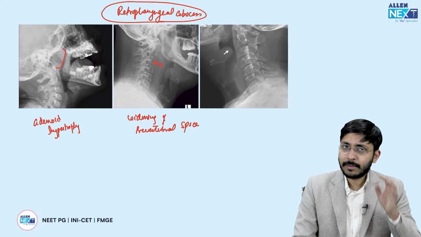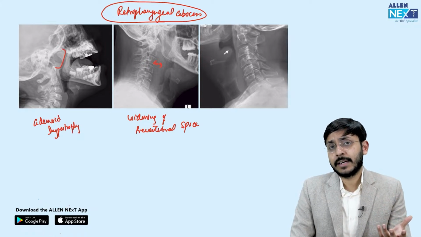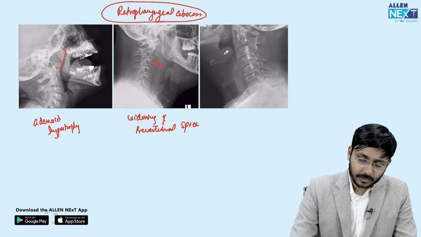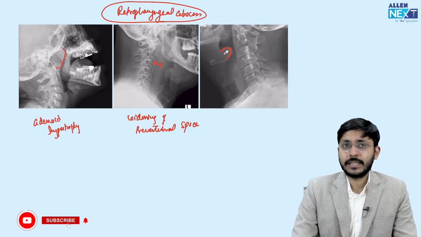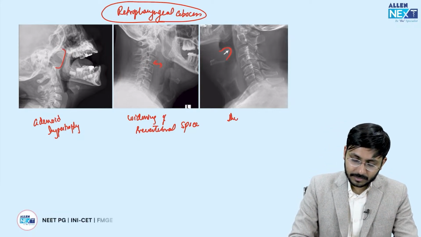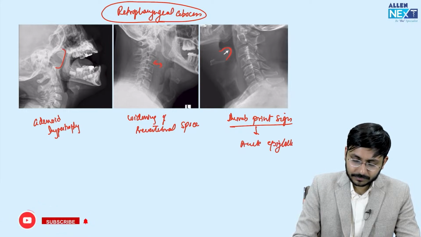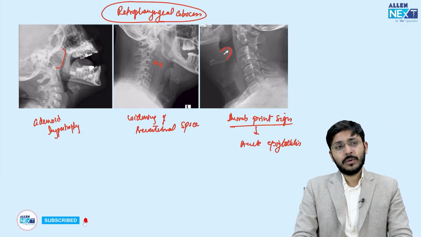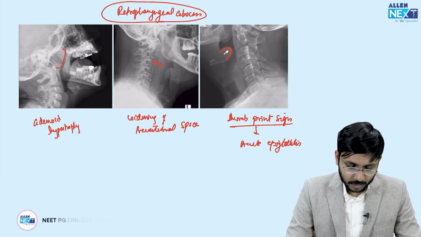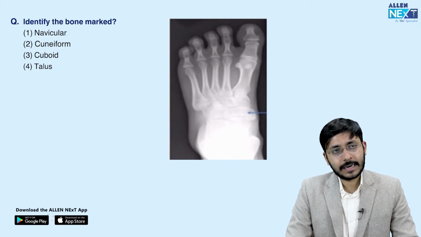Now, another important sign, again a child will come to you with high-grade fever and stridor, and on a neck X-ray you will see this enlarged epiglottis, giving it a thumbprint sign. This is a thumbprint sign seen in acute epiglottitis. Now moving on to the next question, we have some anatomy questions of the foot and identification.